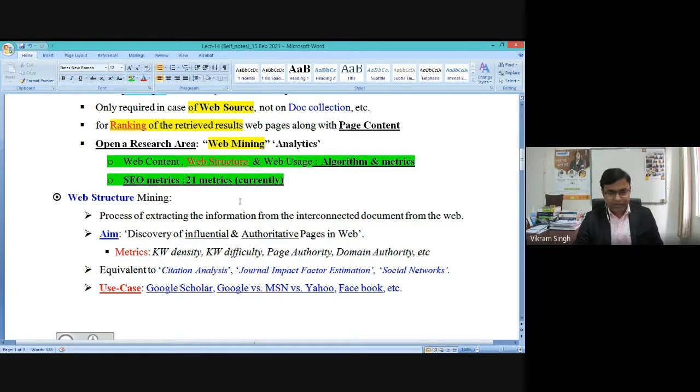So the objective, naturally, is basically to identify the influential and authoritative pages. This is the broad philosophy, this is the base philosophy of any kind of link analysis. Let me place here link analysis. Under this link structure analysis.